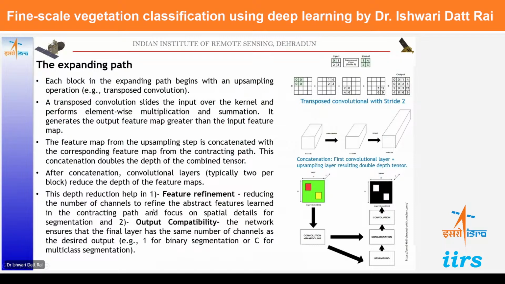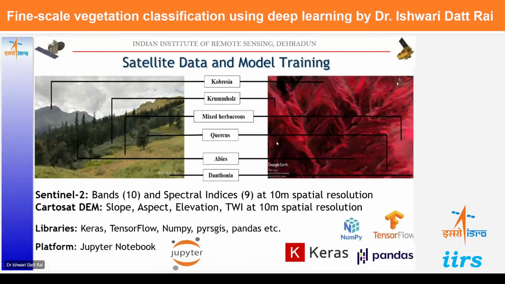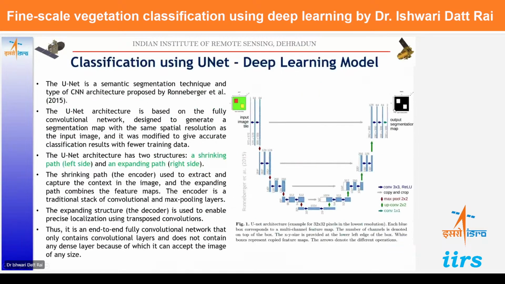The network basically ensures that the final layer has the same number of channels as the desired output. So if our target is only a binary classification, at the end of this expanding path we will get only one channel, or a single band image. If our task is multi-class segmentation, the number of channels will be more. Like if our target is 10 or more classes in the output, the number of channels will equal the number of our desired classes.